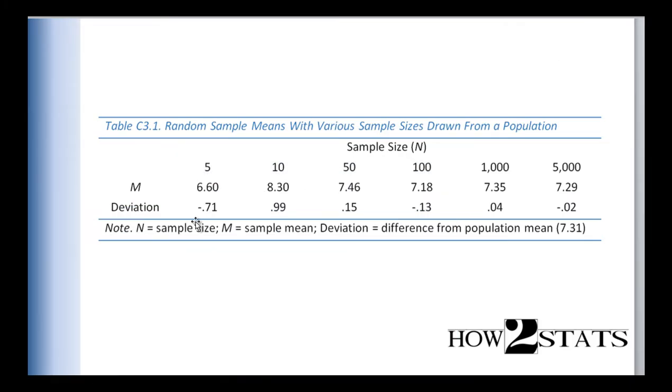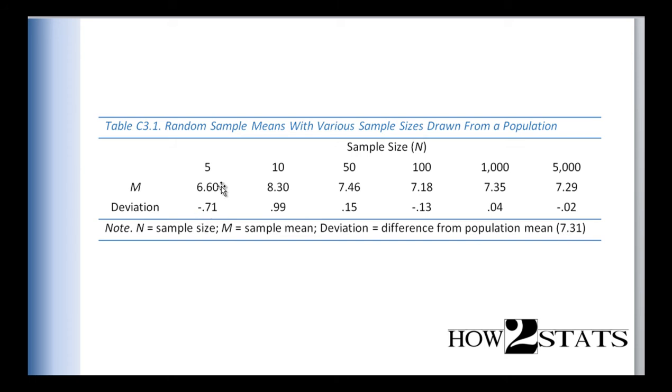I did that once and I got a mean of 6.60. Now each sample of 5 is not necessarily going to have the same mean value. In fact, they'll vary from sample to sample. But in the instance that I did it for the textbook, I got a mean of 6.6 from those 5 cases I randomly sampled from the population of 100,000 cases, which had a population mean of 7.31.